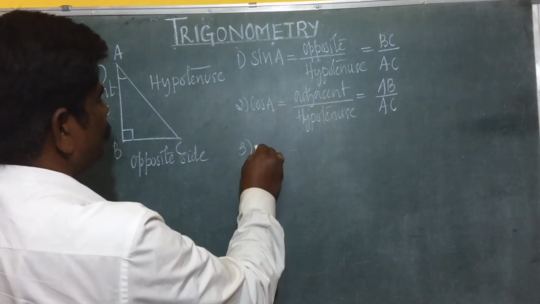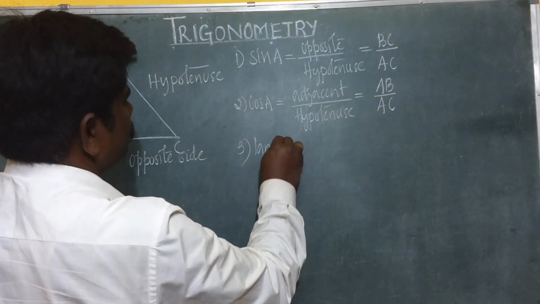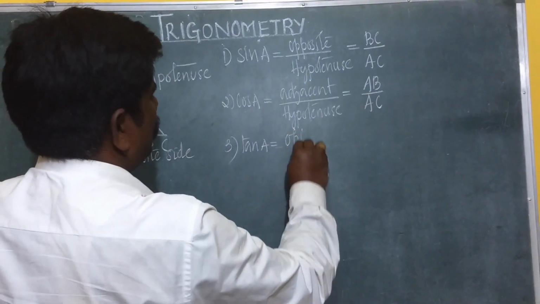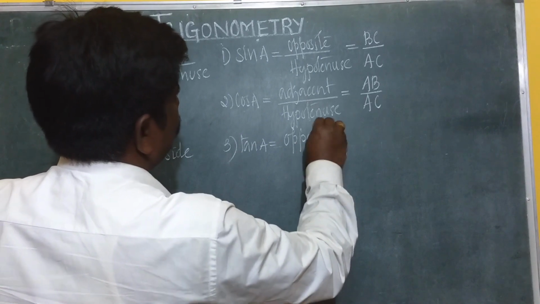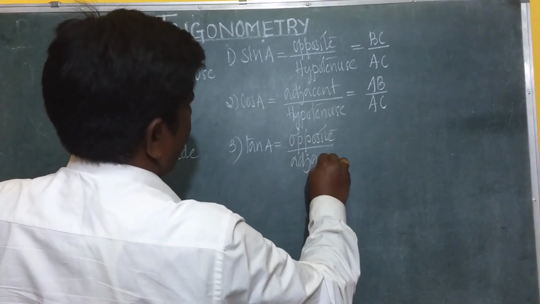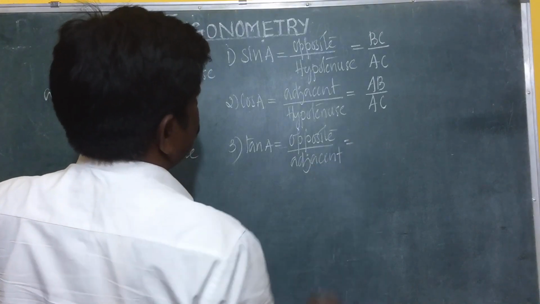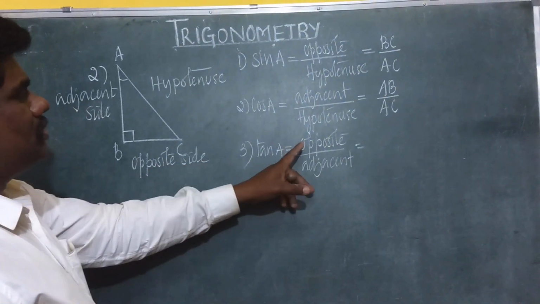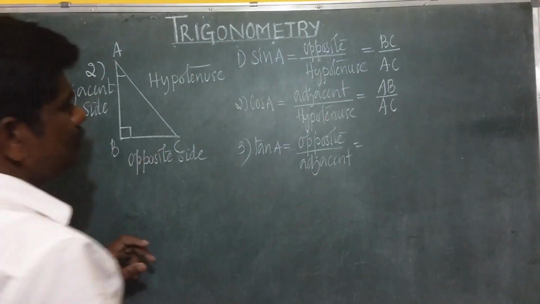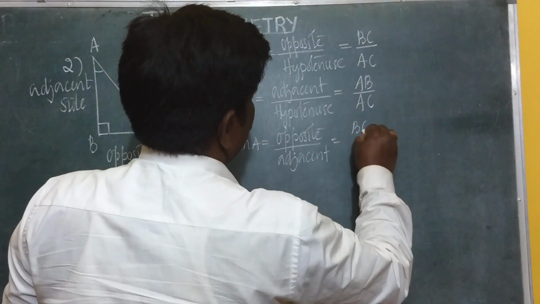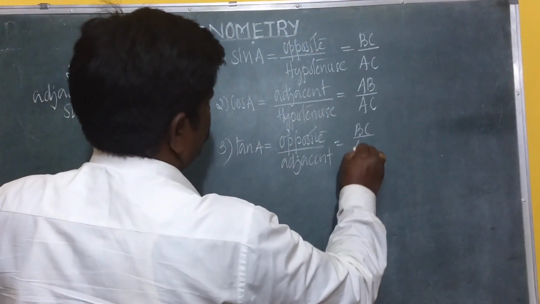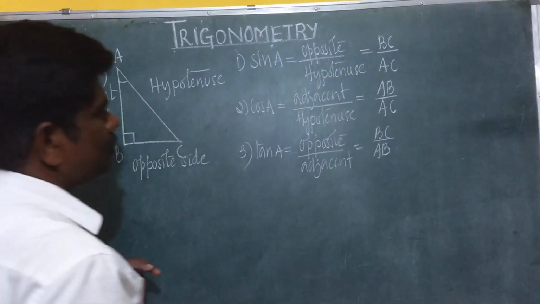Third one, tan A, which is equal to opposite upon adjacent. So the tan A definition is opposite upon adjacent. The opposite here is BC and adjacent here is AB. So I write BC upon AB.